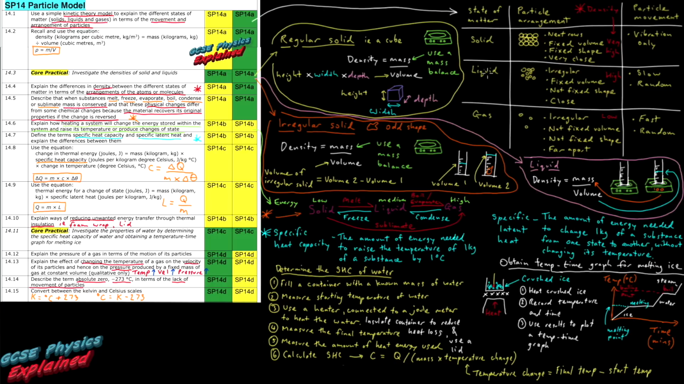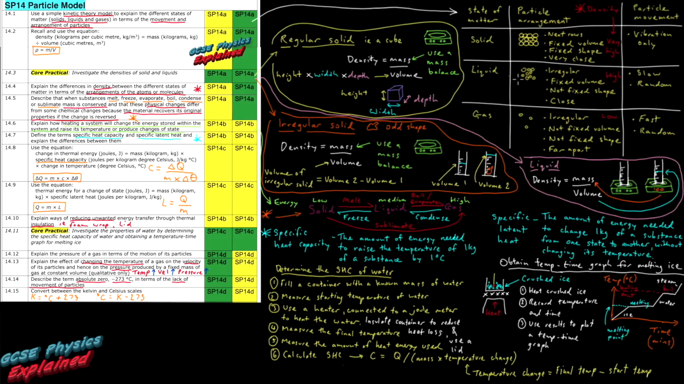So here's your 3 states of matter: solid, liquid and gas. Now your particle arrangement, you say that the solid is in nice neat rows, you get fixed volume, fixed shape, and the particles are very close together. As a result, the density will be very high. And how do the particles move? Well, by vibration only, because they're bonded together.